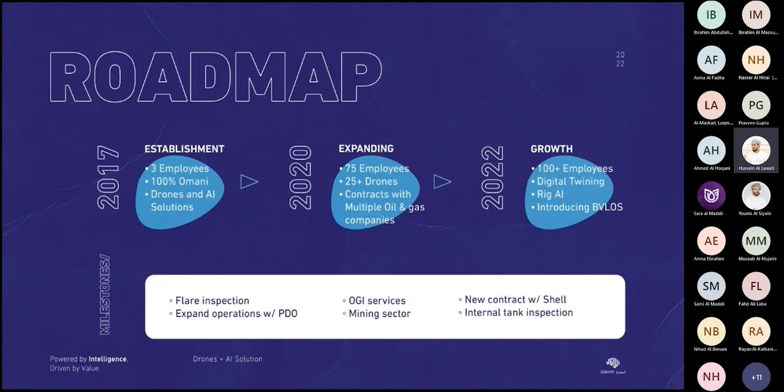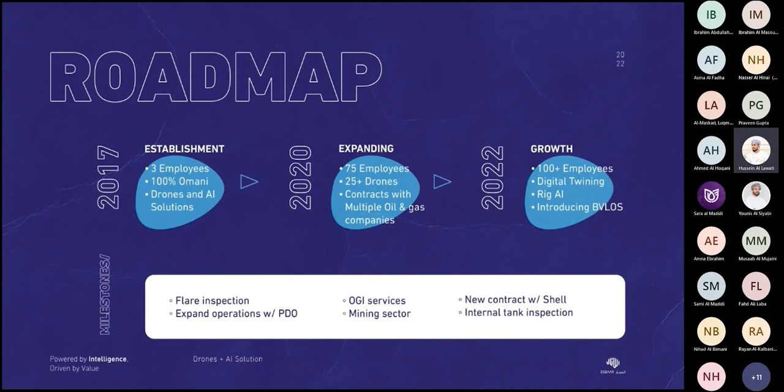As you may know, ESBAAR was established in 2017 with 3 employees focused on drone services and AI solutions. Since that time, we've been expanding and developing our team. For example, in 2020, we had more than 75 employees and more than 25 drones, and we have contracts with multiple oil and gas companies.